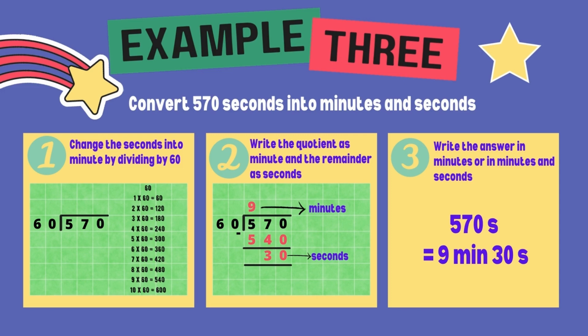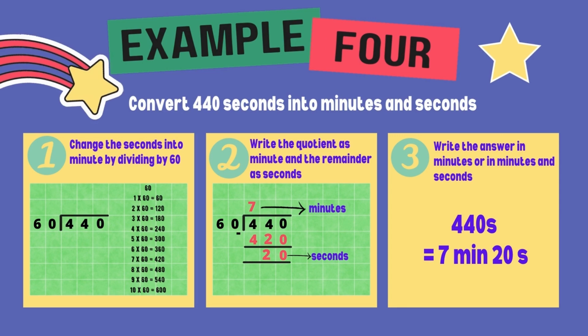multiplied by 9. So we have 9 there, minus 9 times 60 gives us 540. So 570 minus 540 will be equal to 30. So your minutes will be 9 and your seconds will be 30. So the last step is your answer. 570 seconds is equal to 9 minutes and 30 seconds.